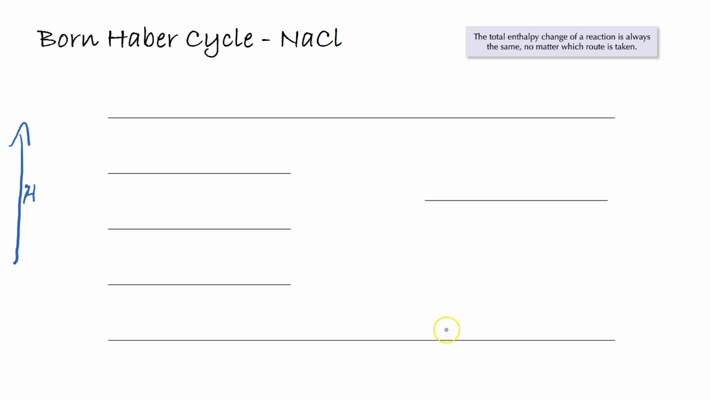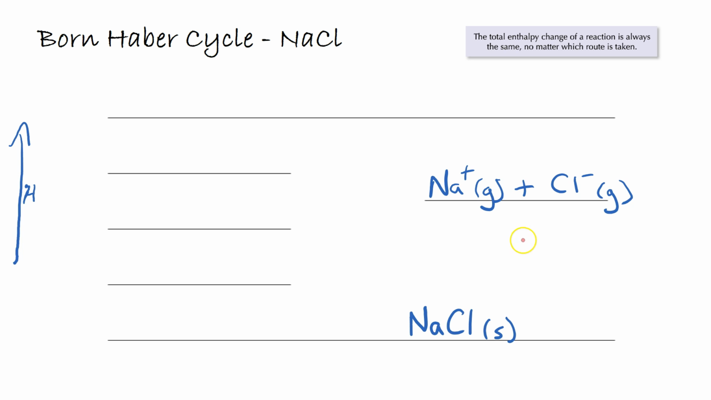We're always going to start off with our solid ionic lattice at the bottom as I construct these cycles. So for this one, we've got sodium chloride solid. And we're interested here in the lattice dissociation. So I'm going to draw Na plus gas and Cl minus gas, because these are the ions into which we are going to dissociate. I'm going to draw this unknown as a line up here.